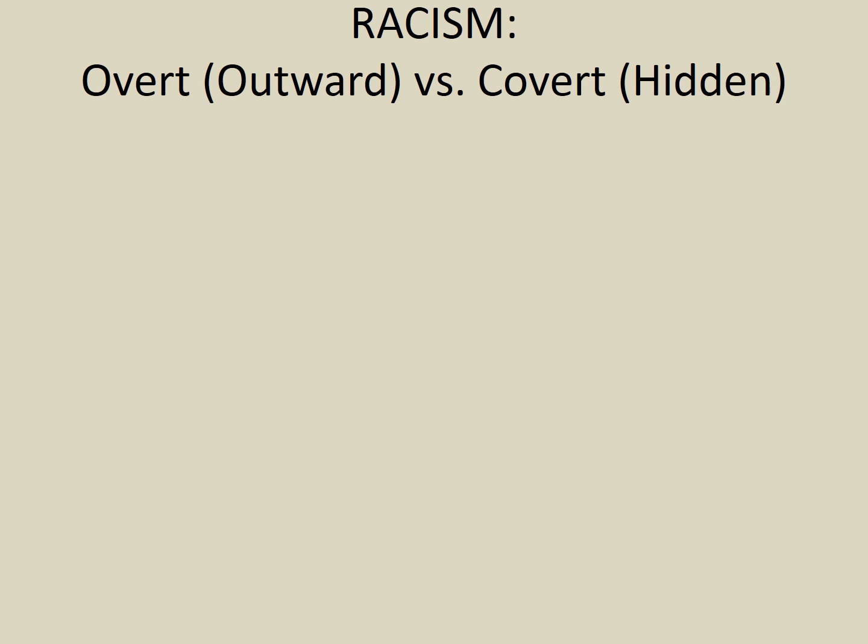Racism, overt versus covert. Overt is more outward, meaning that we can see it much more clearly. Perhaps you've seen it in some political outbursts throughout history when people have been blatant about making racist comments. Covert is much more hidden. It's disguised and subtle rather than the overt, which is very public and obvious.